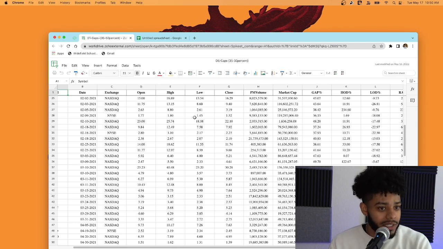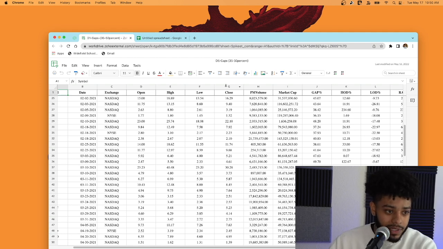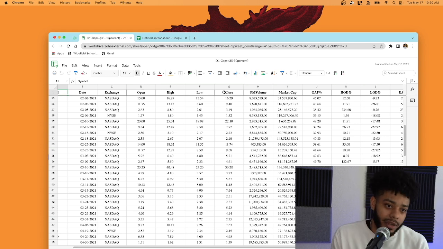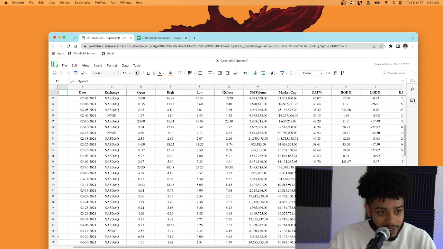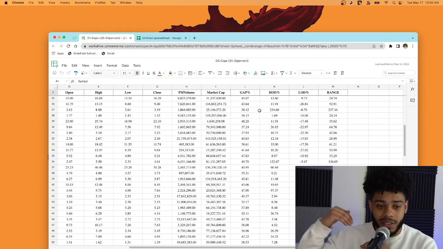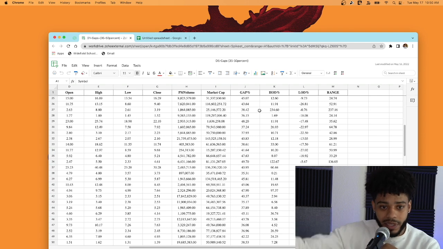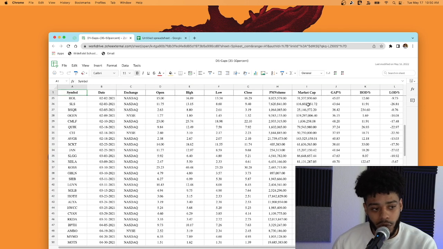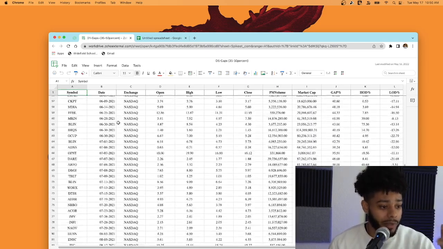For example, in this sheet, I have all day one gappers that gapped up over 35% and less than 50% in all of 2021. I'll segment them off by 2020, 2021, 2022, and then also by the gap percentage, and I'll track the open price, the high for the day, the low for the day, the close for the day, the pre-market volume, the market cap, gap percentage, the high of day percent, meaning how much did this stock push after the market opened, and then how far did the stock price go down after market open as well, and then the total range for the day. And then these are all the gappers for 2021.